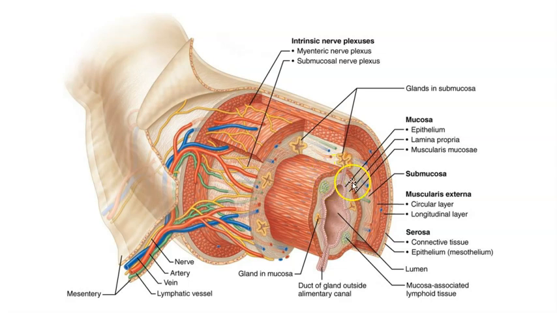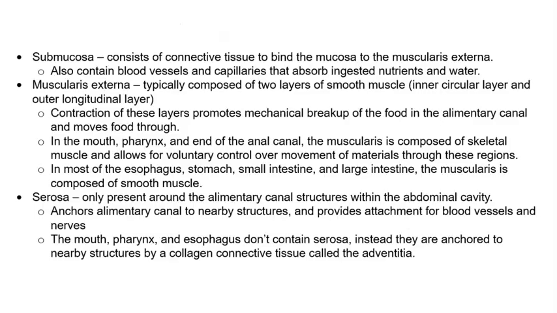We also see the muscularis mucosa, which is the thin layer of smooth muscle that lines the deepest part of the mucosa and is situated between the mucosa and the submucosa. So next we'll examine the other three layers of the gastrointestinal tract, beginning with the submucosa.